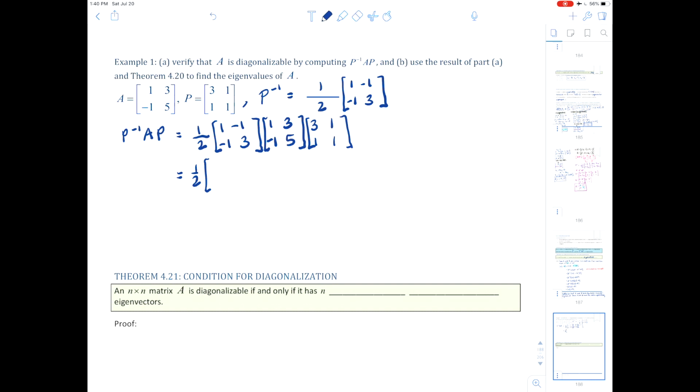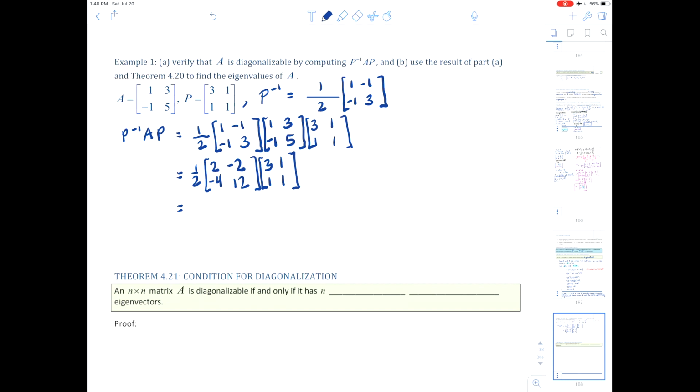So that's going to be what? 1 plus 1 is 2. And then 3 minus 5 is -2. And then -1 minus 3 is -4. And -3 plus 15 will give us 12. Groovy? And then we still need to multiply 3, 1, 1, 1.